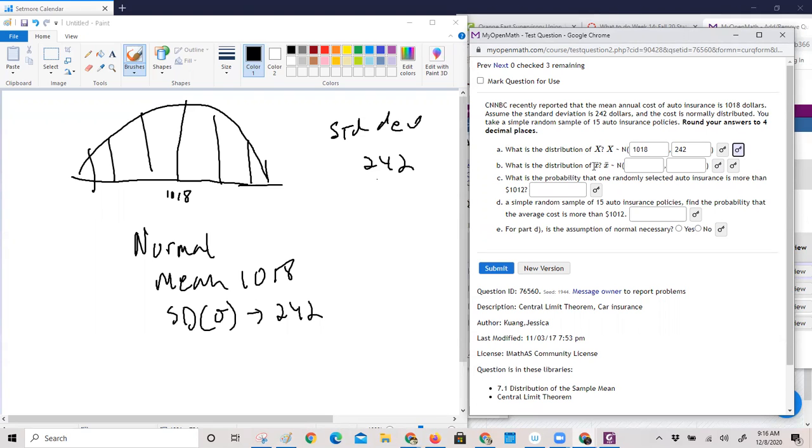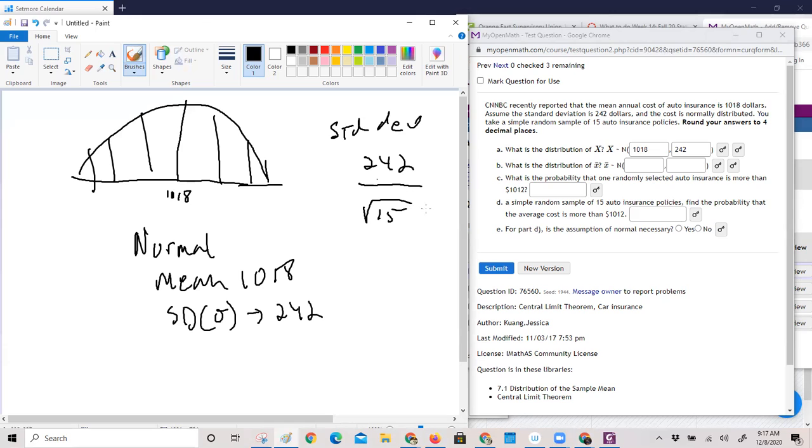Now we come down to the X bar. So now we're talking about that guy that we saw yesterday. It's a pile of X bars. So now we're no longer talking about a single person, we're in a sampling distribution. And they're telling us there's a random sample of 15 cars, or 15 automobile policies. So for this one, the central limit theorem kicks in, and because we have a normal parent distribution, we're going to divide the standard deviation by the square root of the sample size.